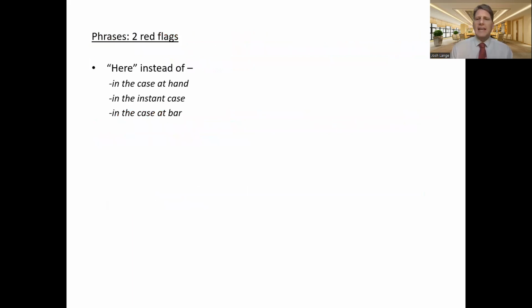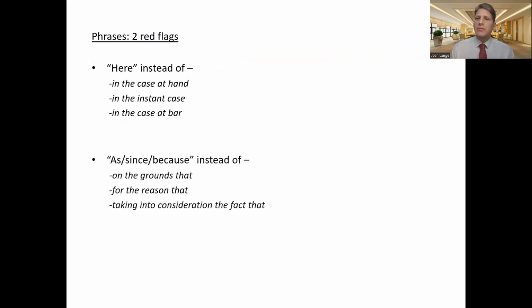For example, look at here. You can use "because," instead of in the case at hand, in the case at bar, in the instant case, and these other commonly used phrases in legal writing. Another one, you can use as, since, or because, instead of on the grounds that, for the reason that, taking into consideration the fact that. That's 12 syllables. And we can just say because, which relates to the cause of the issue, and that is the fact, or that is the grounds, or that is the reason.